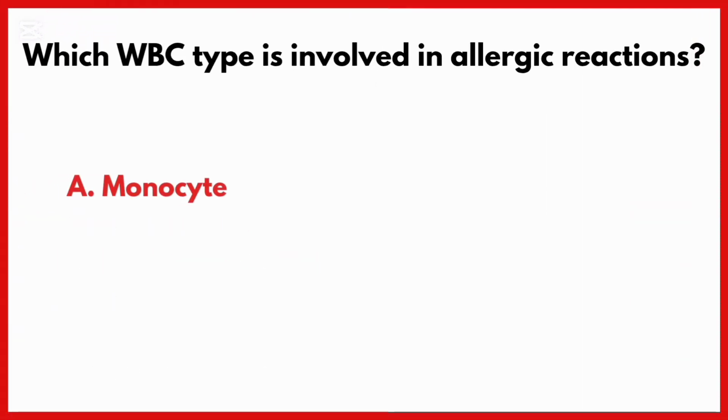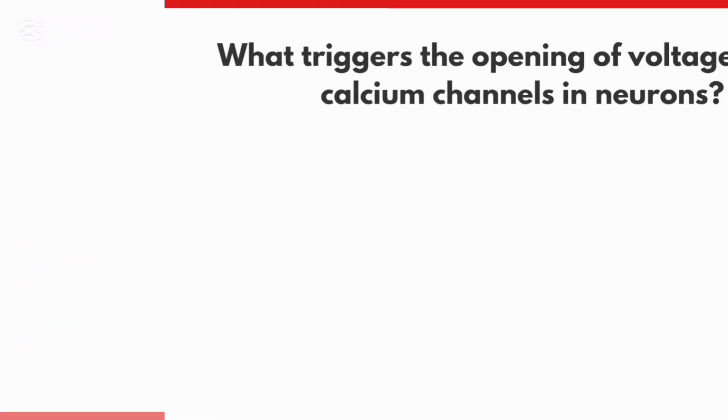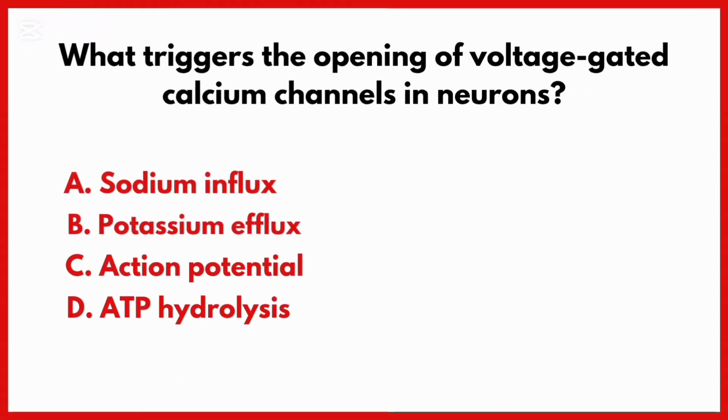Which white blood cell type is involved in allergic reactions? Correct answer is option C, basophil. What triggers the opening of voltage-gated calcium channels in neurons? Correct answer is option C, action potential.